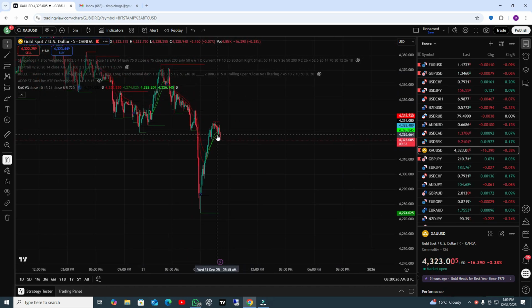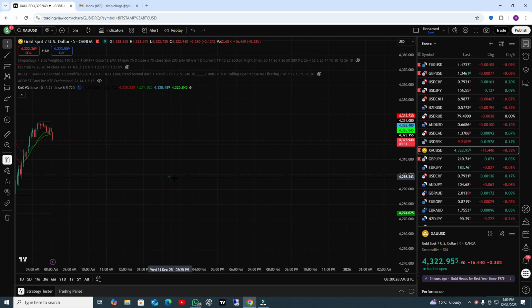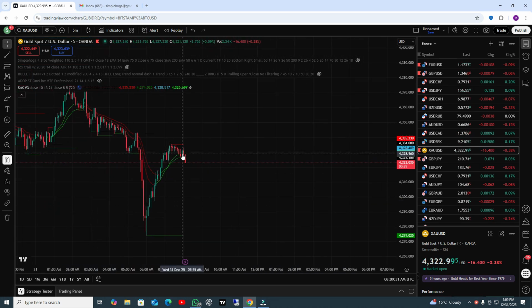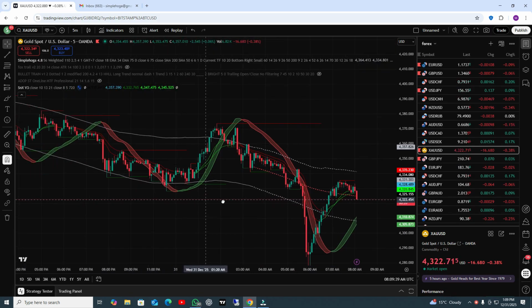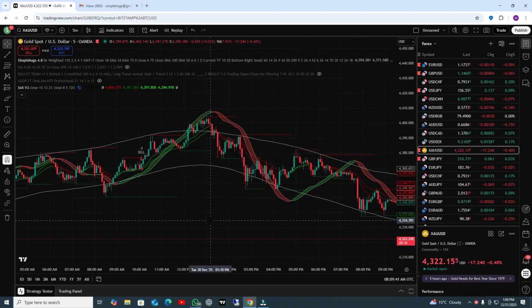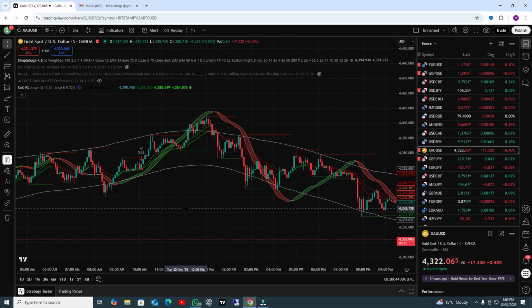Here you can see this is your sell position. How I know this is your sell position, I will show you. We have to add one more indicator, Simple Yoga 4.8. Let me show you this one. You will get a lot of consistent profit. Now here you can see when you got the sell signal you need to open the sell position.